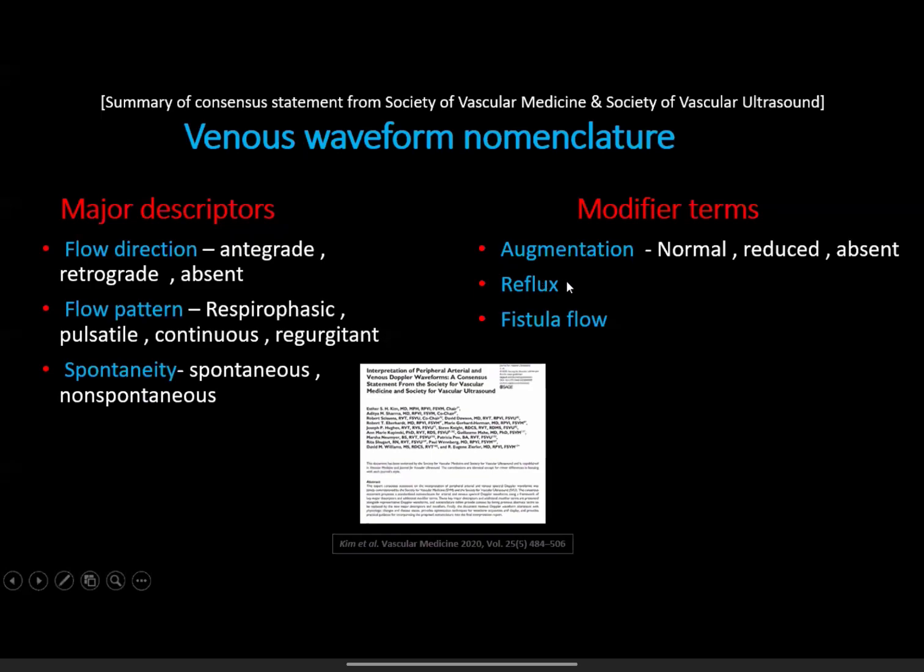Reflux means there is abnormality in the flow direction and there is reflux of the blood flow while performing certain maneuvers. And when there is abnormal communication between the artery and the vein, there is a communicating channel where we see a continuous low resistance, high velocity flow, which is known as fistula flow. So these are modified terms.